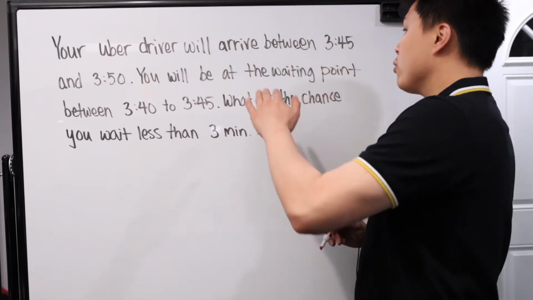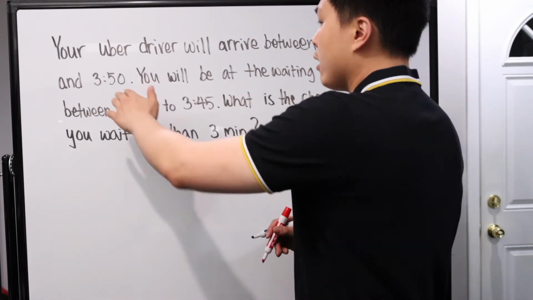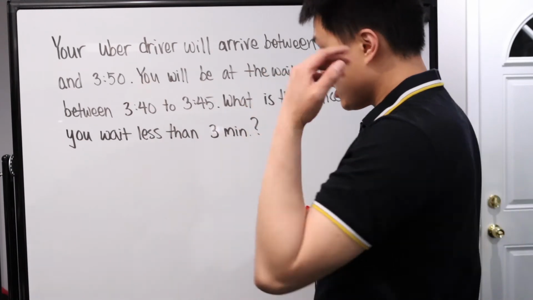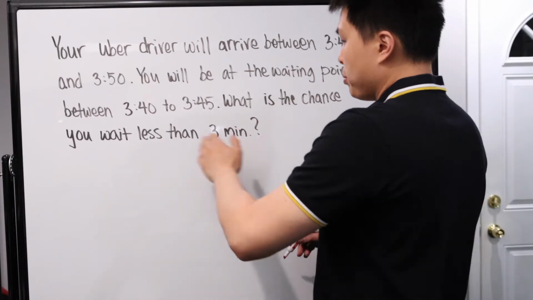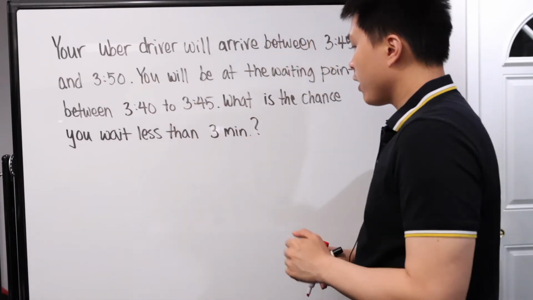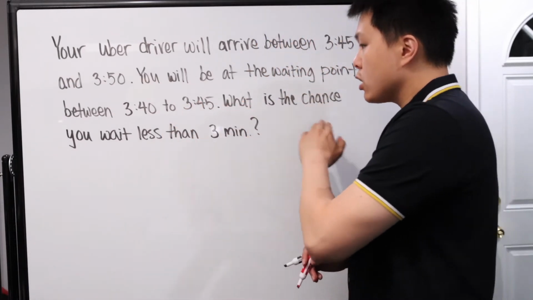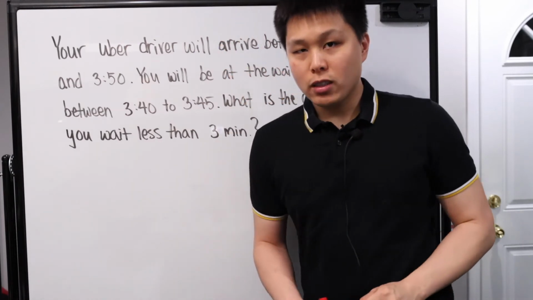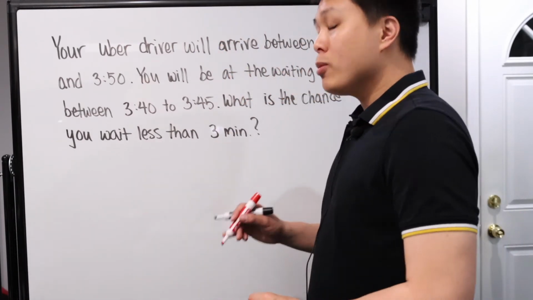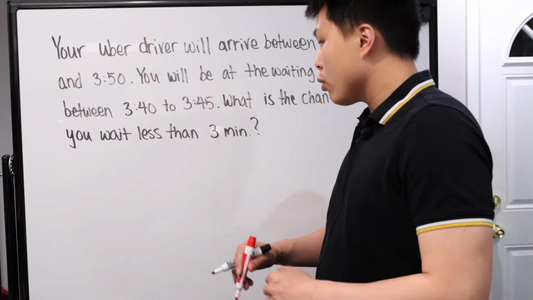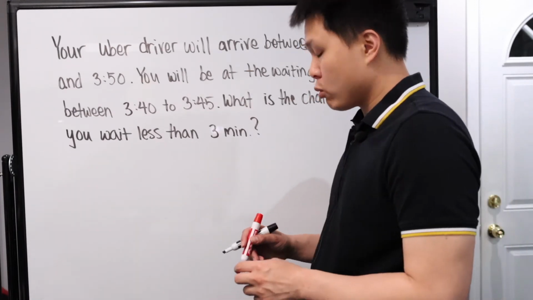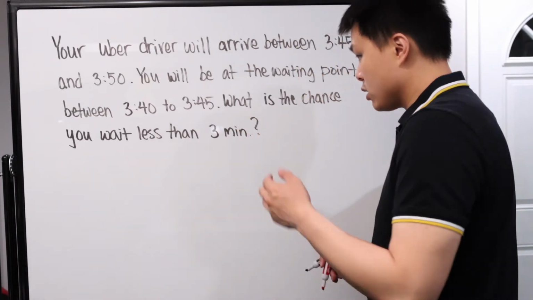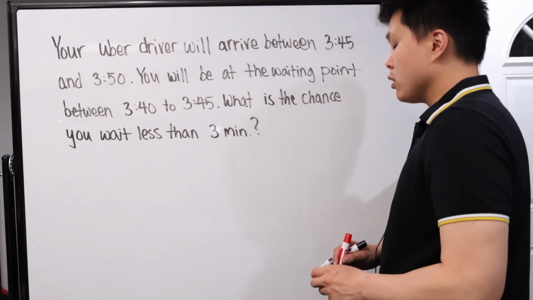Your Uber driver will arrive between 3:45 and 3:50, so anytime in between and including those two. You will be at the waiting point between 3:40 and 3:45. What is the chance you wait less than 3 minutes? So basically, you're going to be arriving there, the Uber driver is going to be arriving there, but you want to see how long you have to wait, right? You want it to be a situation where you don't have to wait more than 3 minutes. So what are the chances that you wait less than 3 minutes?